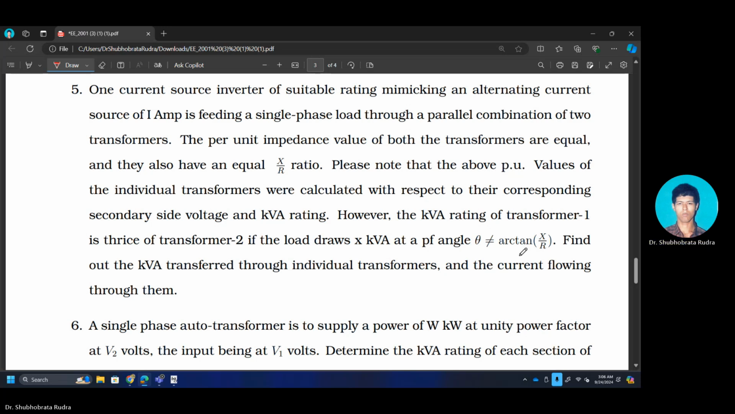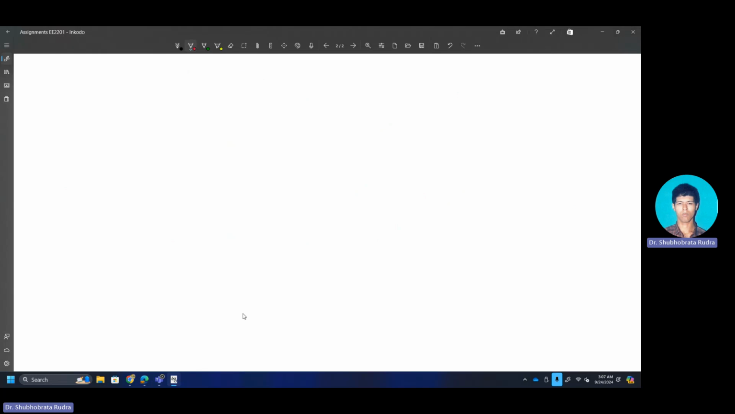And if the load draws a current of 6 kVA at a power factor angle, find out the kVA transferred through each individual transformer and the current flowing through them. So what you need to figure out, first you have to draw the circuit diagram.